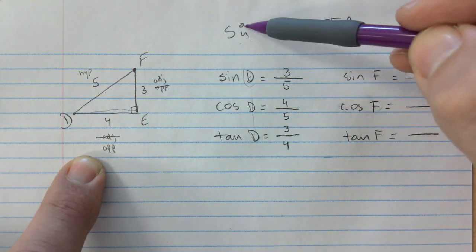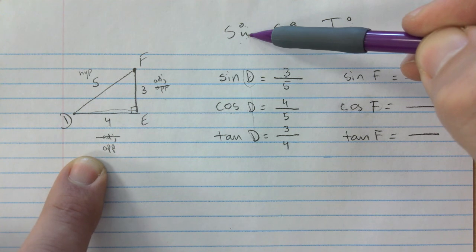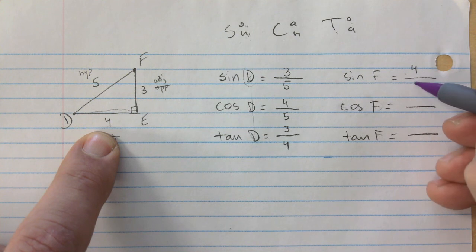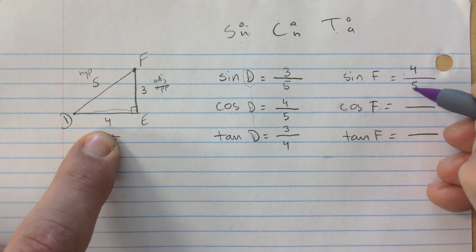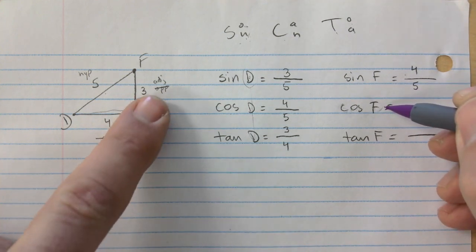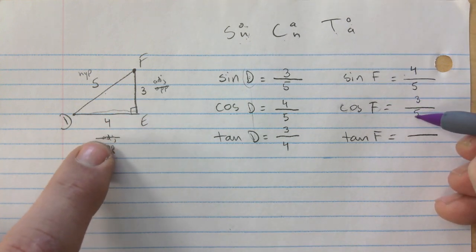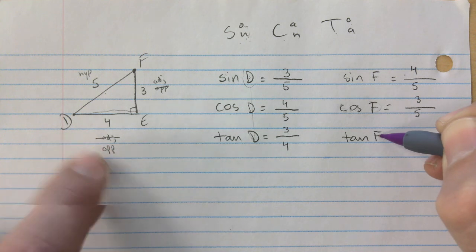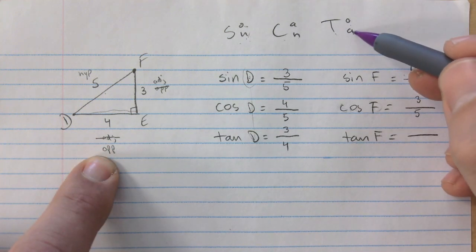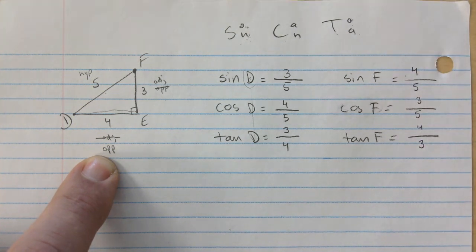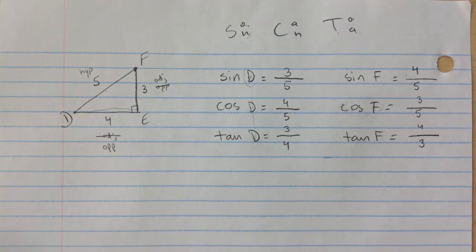Now let's think about it again. Sine is opposite over hypotenuse. What's opposite here? It's 4. Hypotenuse never changed. Cosine is adjacent, which is 3, over hypotenuse, which is 5. Tangent is opposite over adjacent, which is 3. And there you have it, you've labeled them all.